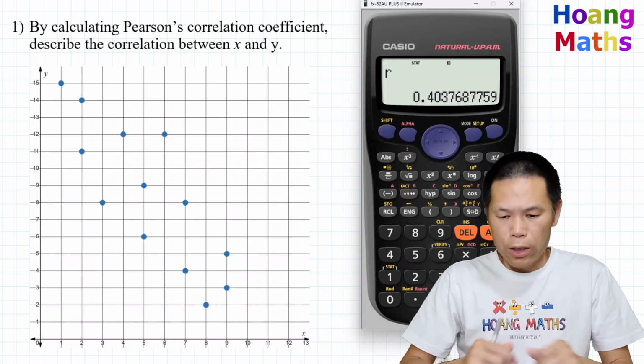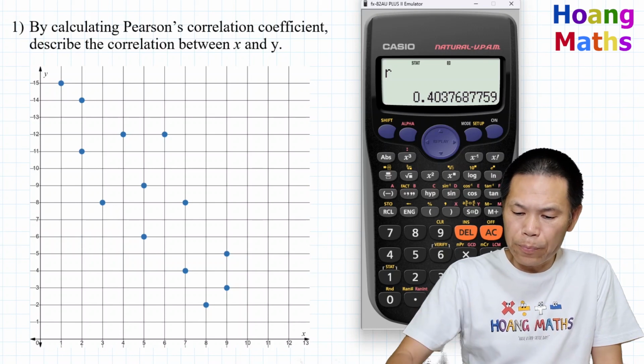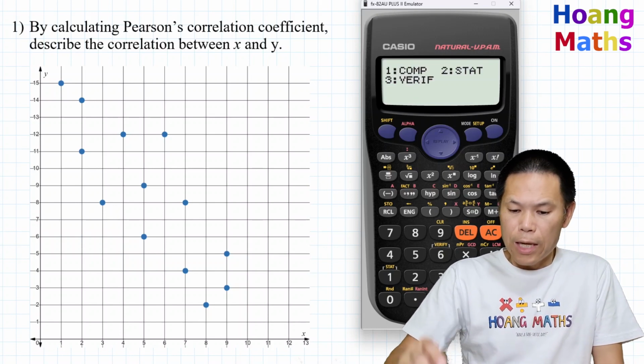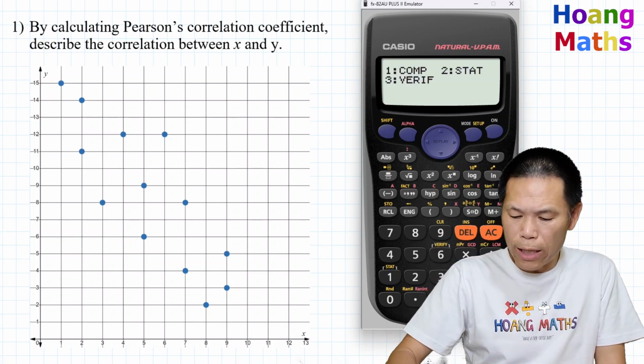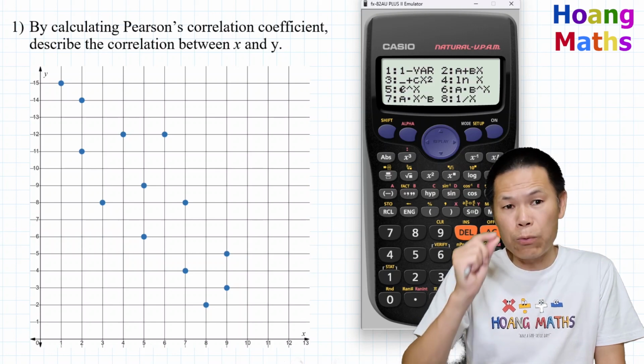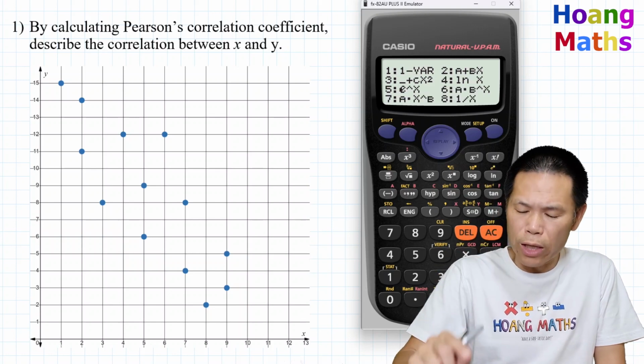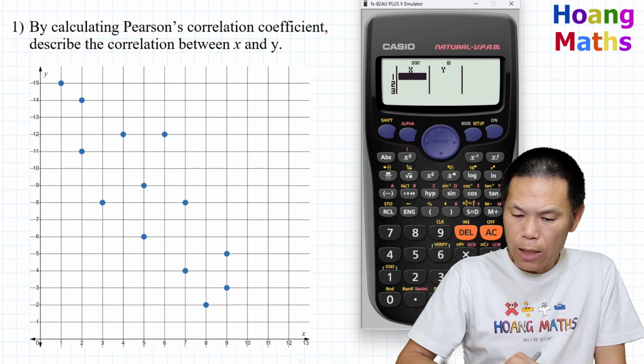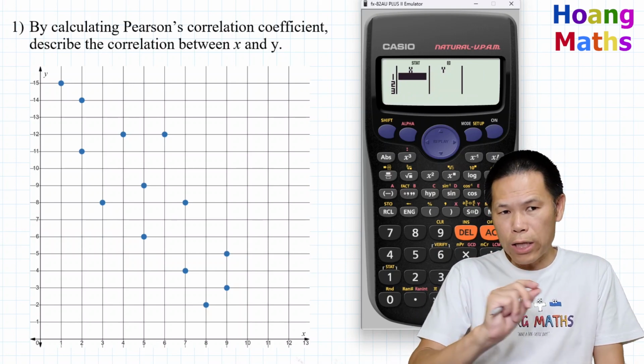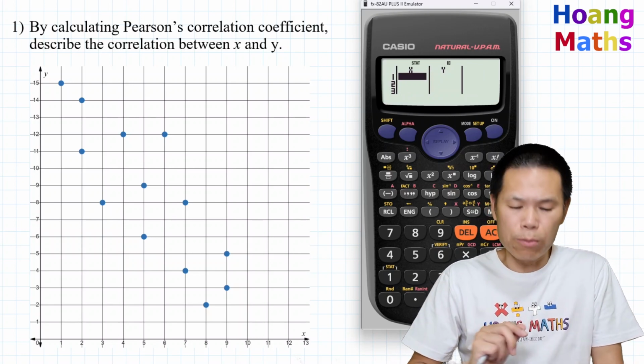So first of all, let me just go Setup and then press option 2, that is Stat mode. And then we have to use 2 variables, so that is option 2 there. So there you go. So what I do, I just enter the x variable first.